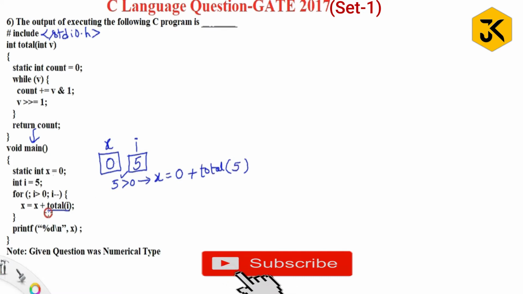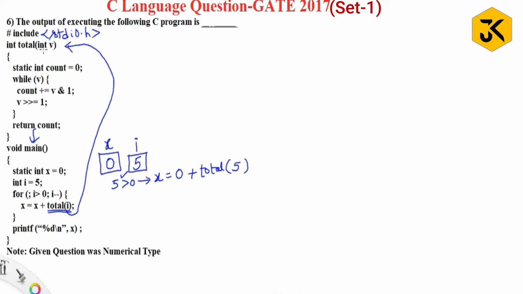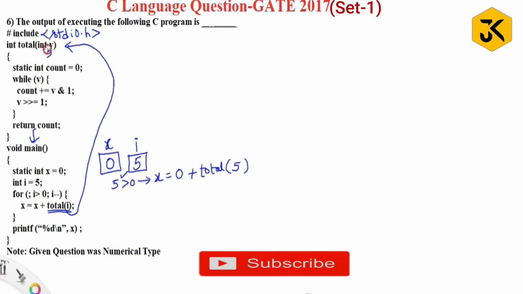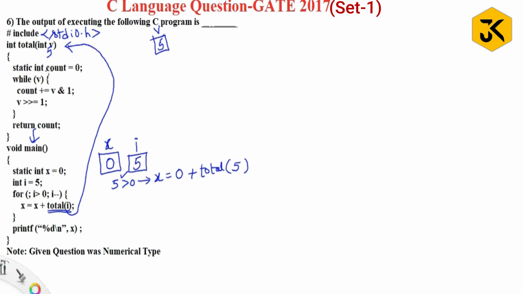It's a kind of function, right? This function is going to call the total function. Total of i means here it is going to pass the value 5, so it is going to create one variable v with value 5 in int v. Total of 5. Here they have declared one count variable.